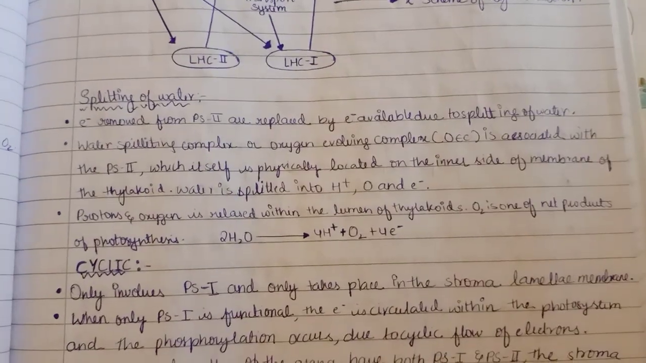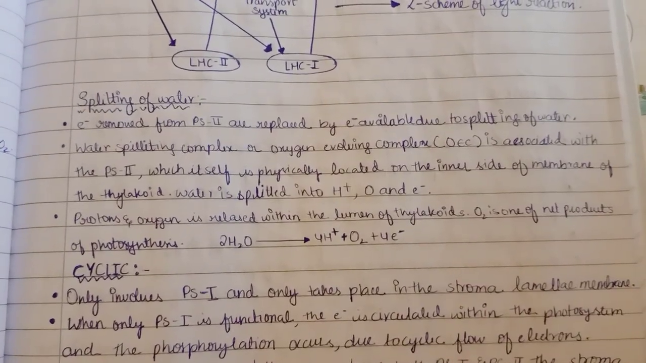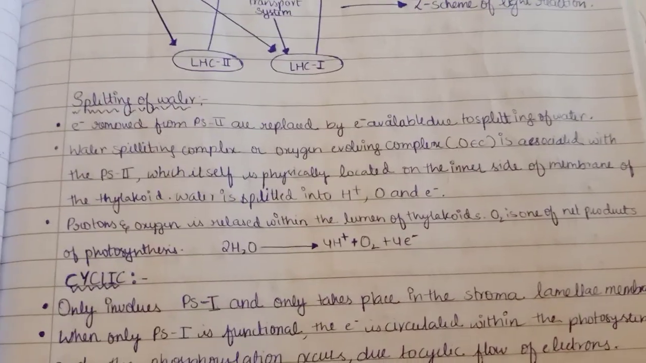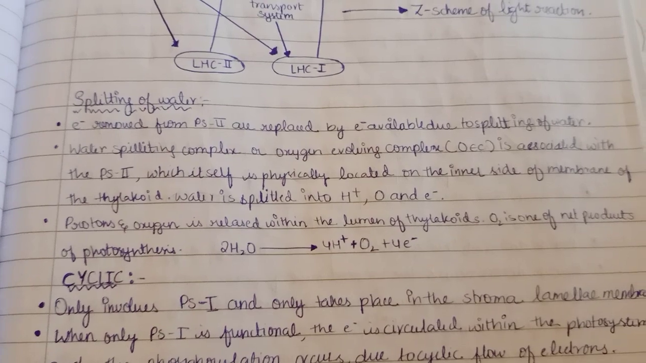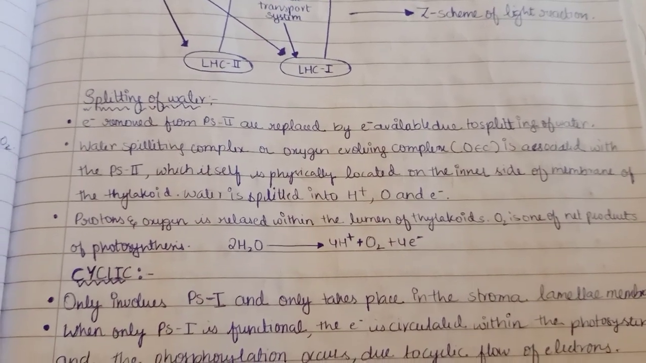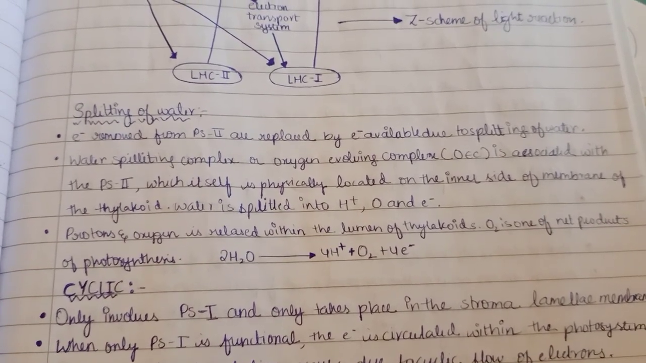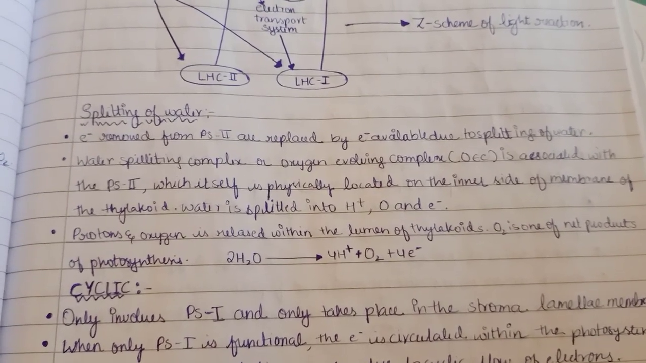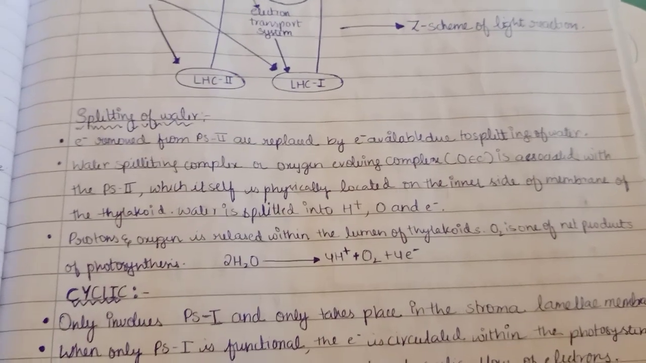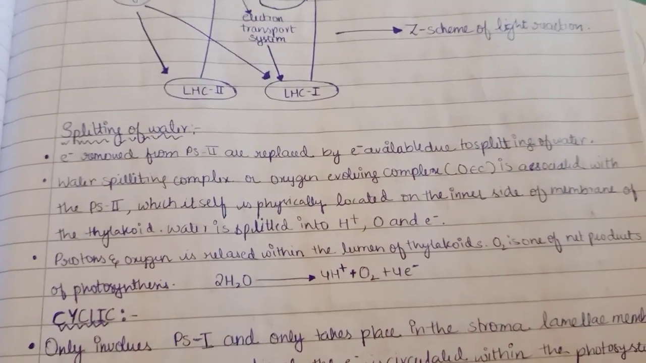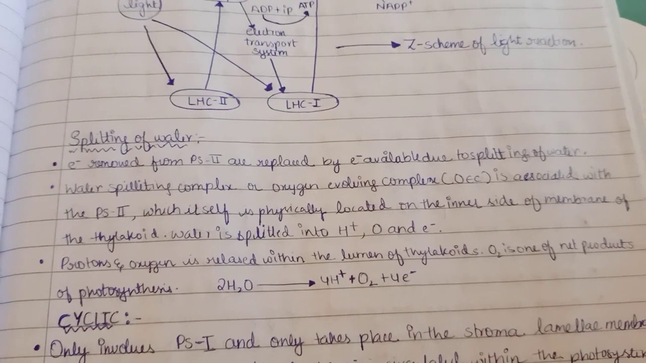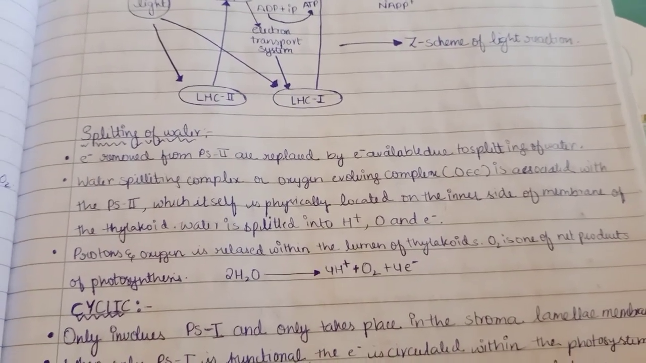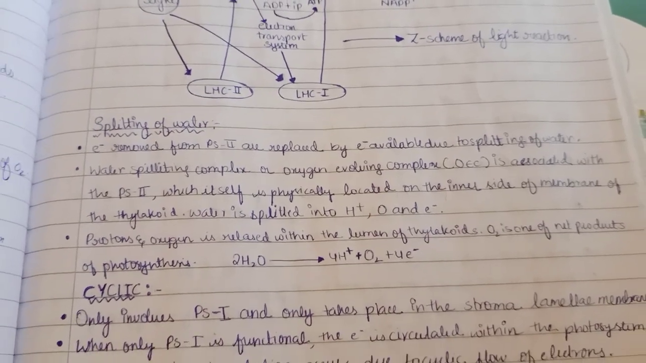Now, splitting of water. Electrons removed from PS2 are replaced by electrons made available by splitting of water. The water splitting complex, or oxygen evolving complex, is associated with PS2, which is itself physically located on the inner side of the thylakoid membrane. Water is split into H plus, O and electrons. Protons and oxygen are released within the lumen of the thylakoids. O2 is one of the net products of photosynthesis. 2H2O gives rise to 4H plus, O2 and 4 electrons.